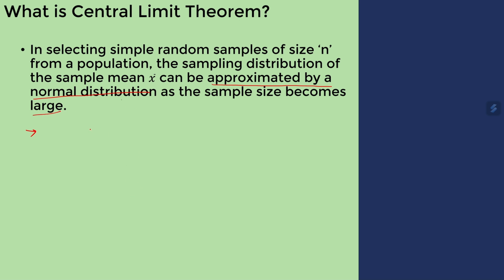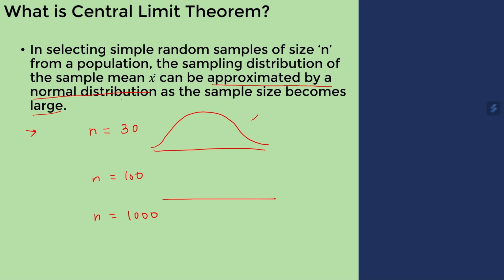Meaning that, we have sample size. We will take 3 cases of sample sizes. Here we have sample size as 30, then 100, then 1000. So the central limit theorem says that these sample sizes can be approximated with the help of a normal distribution. So this is our normal distribution, this curve.